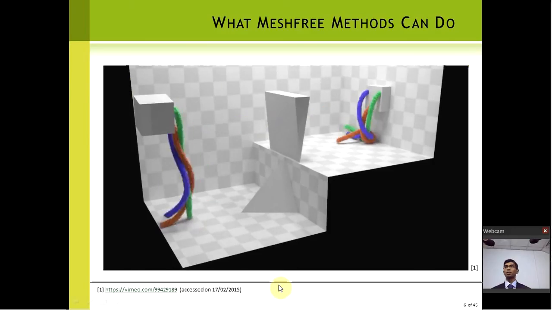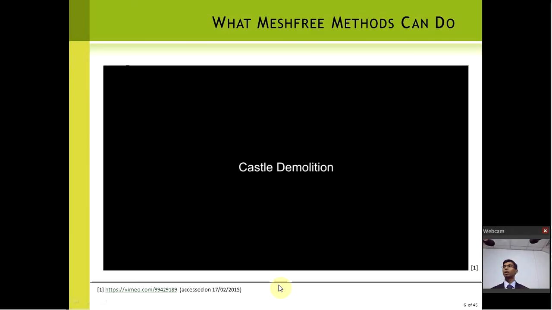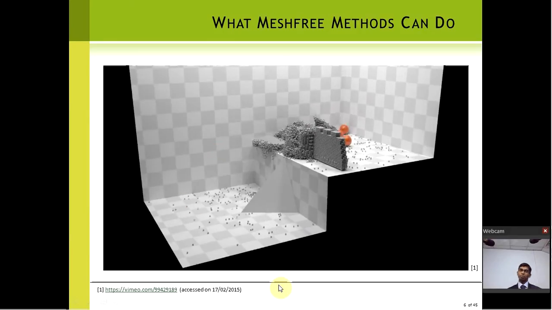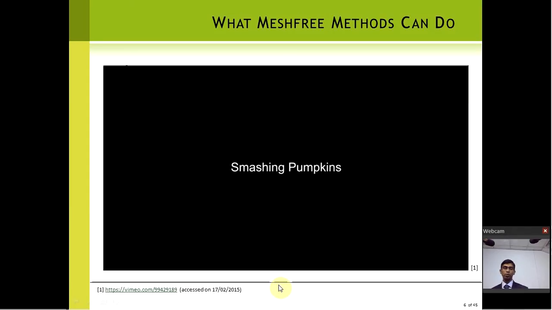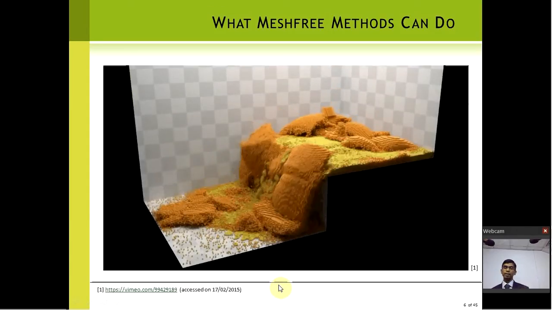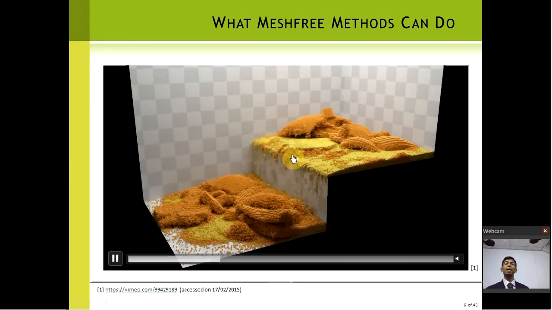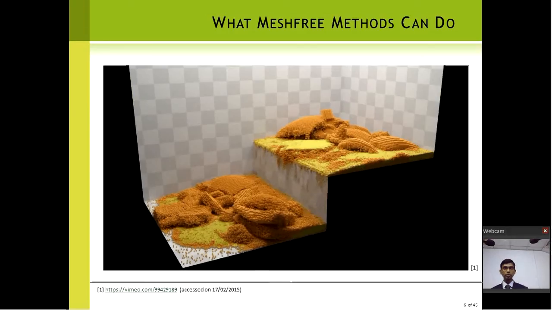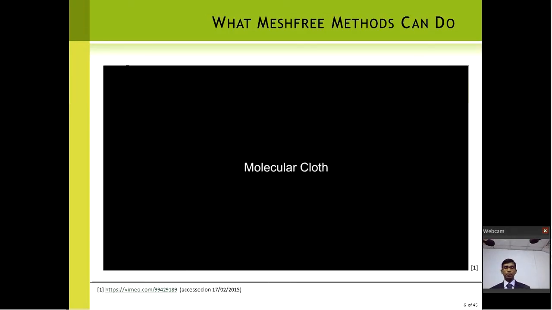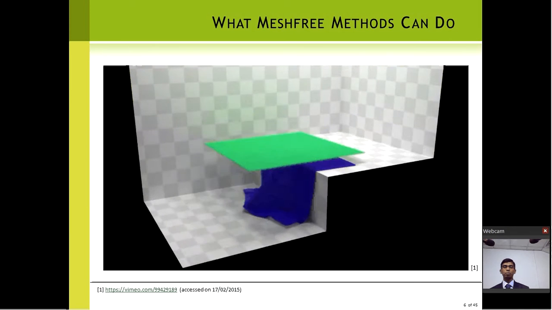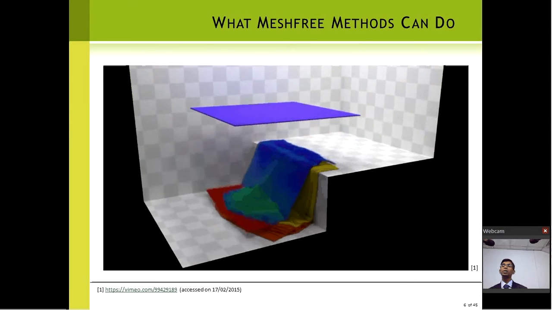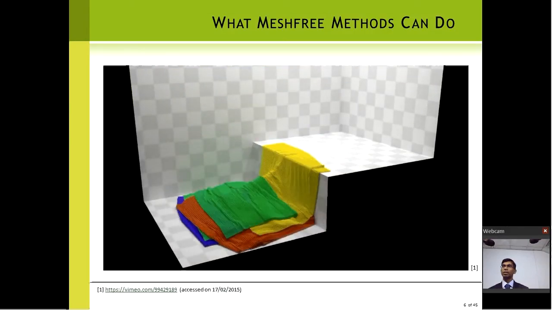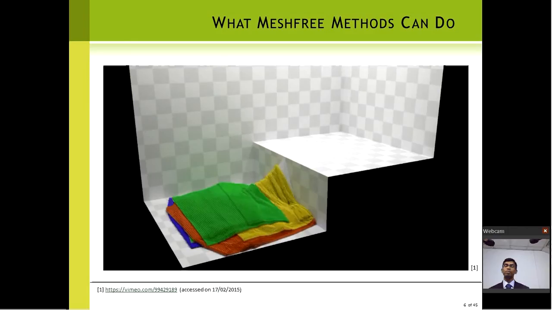Even that can be modeled, which is so hard in finite element. You can see some other quite well rendered videos I obtained from YouTube. Both solid as well as liquid multi-phase problems can be modeled easily using mesh-free methods. In the next one, a molecular cloth, you can see large deformations. Without much trouble, we can simulate their interactions and flexibilities.